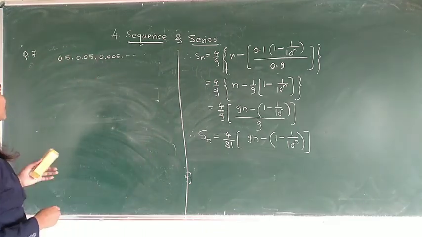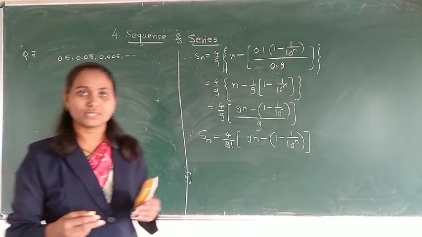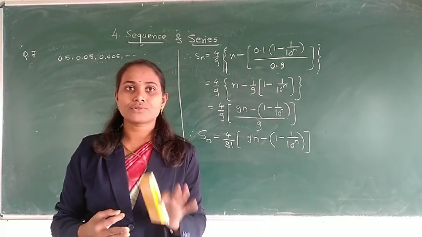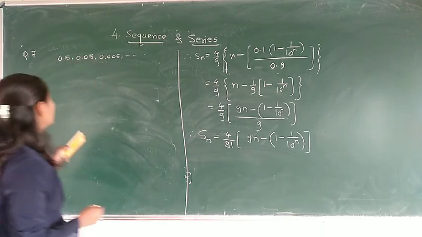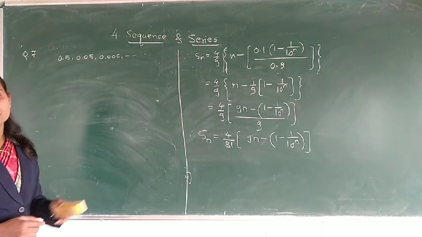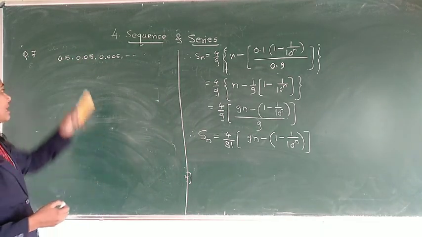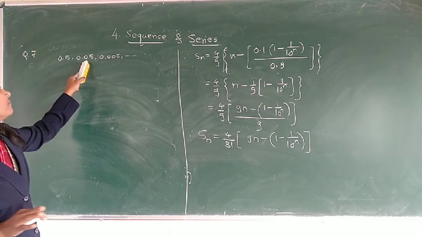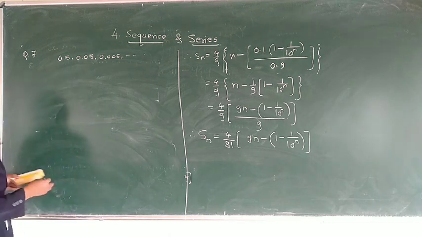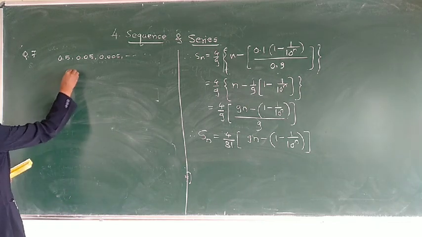Now see, if the question says find Sn or find Tn, first we have to check whether the given sequence is in GP or not. So first check here, 0.05 divided by 0.5, which is 0.1. Again if you divide T3 by T2, it is again 0.1. Hence the given sequence is in GP.